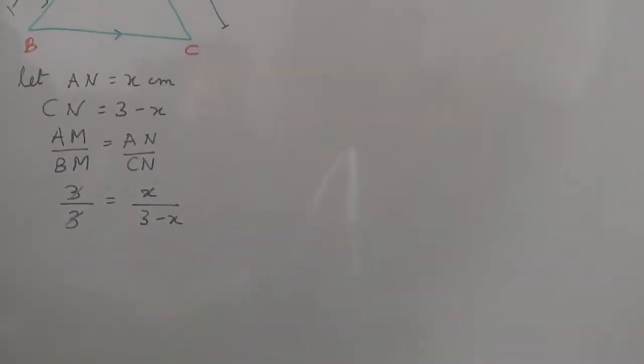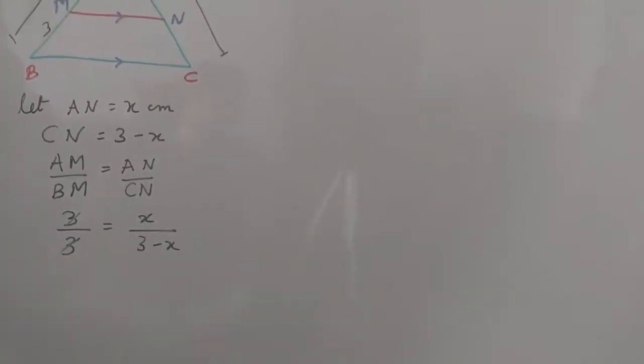So likewise we have written our values. Now AM is also 3 and BM is also 3. AN is taken as x and CN is 3 minus x. So this will get cut here, 3 upside down. So here I get it in a cross way. If we take the value, then this way we can calculate 3 minus x is equal to x.